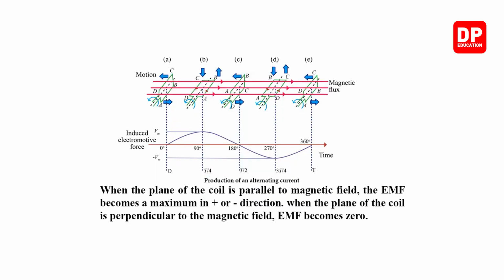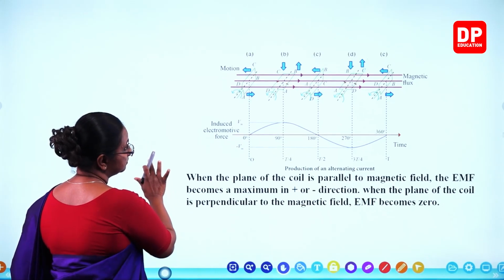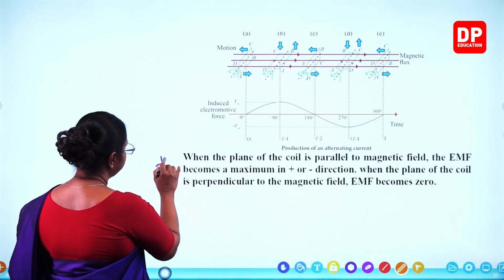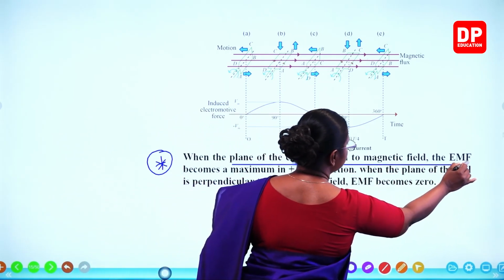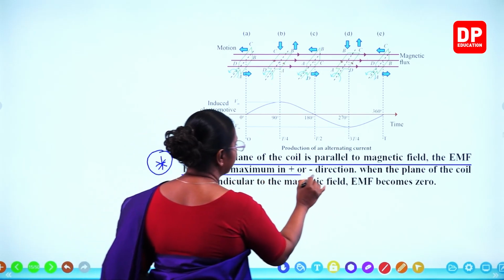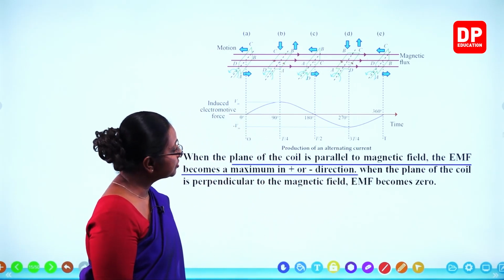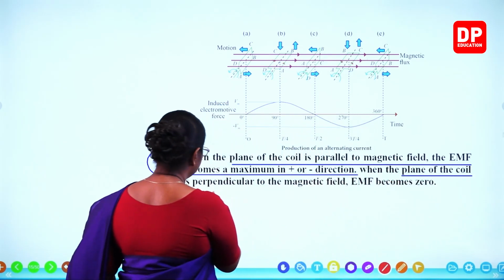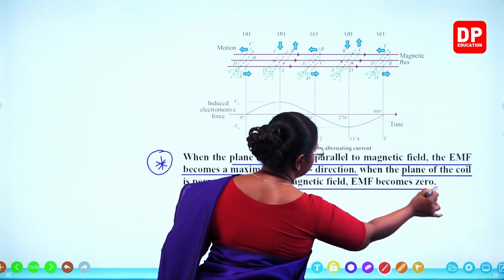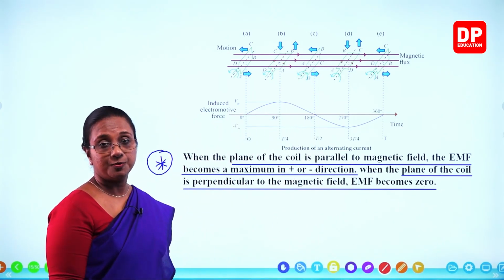So again the same diagram, I have explained this to you all very clearly. When the plane of the coil is parallel to the magnetic field, the EMF becomes maximum in plus or minus direction. This part is important. When the plane of the coil is parallel to the magnetic field, the EMF becomes maximum in the plus or minus direction. And when the plane of the coil is perpendicular to the magnetic field, EMF becomes 0.